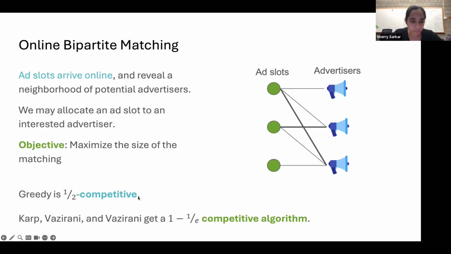Now, let me just say for a minute, when I say something is a half competitive or 1 - 1/e competitive algorithm, what I mean is that our online algorithm is getting something at least half that of the best thing offline, the best thing if you knew everything up front, right? So that's what these scores are: half competitive, 1 - 1/e competitive. Okay, so that's the problem. This is the objective. Hopefully that all makes sense so far.